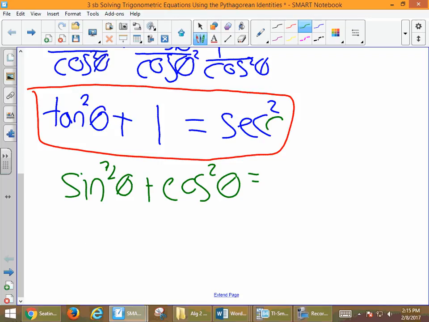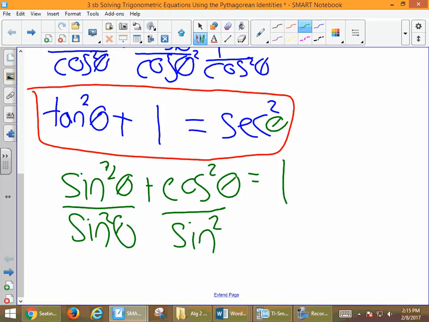Oh, this should be a theta in there. And so the first one we divided by cosine squared. So what are we going to divide this one by? Sine squared. So we're going to divide everything by sine squared of theta. Once again, that includes the 1 because we have to make both sides equal. So if we divide one side, we have to divide the other.